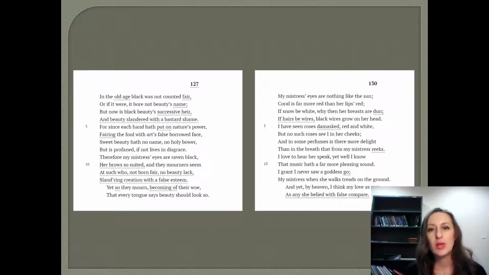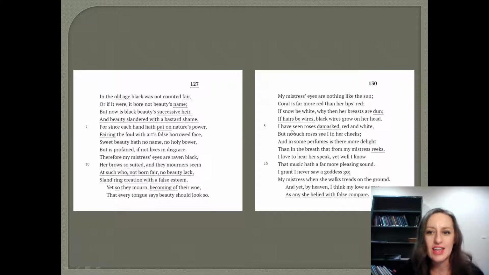And so darkness maybe just refers to a lower class person who worked out in the sun and was very deeply tanned and happened to have black hair and black eyes. It's hard to know. But okay, let's read the second poem here.